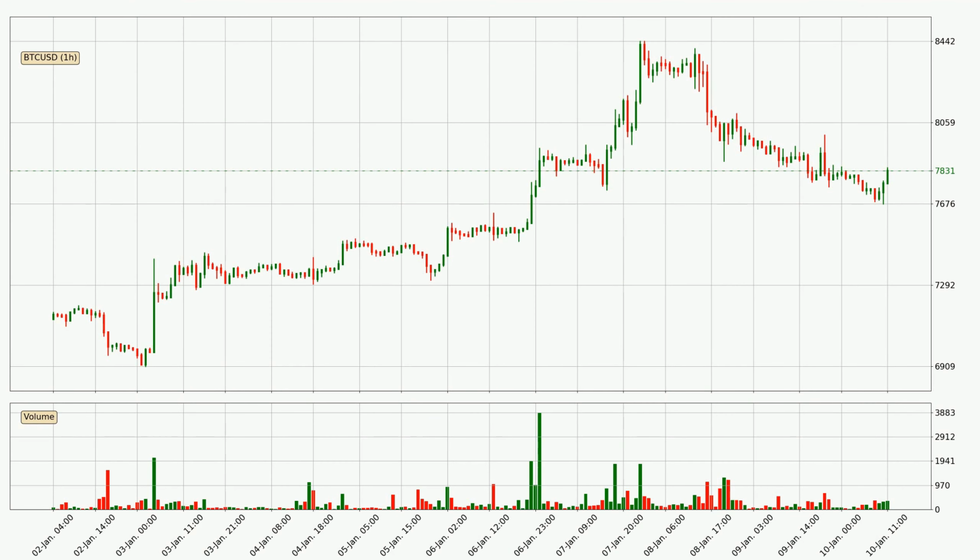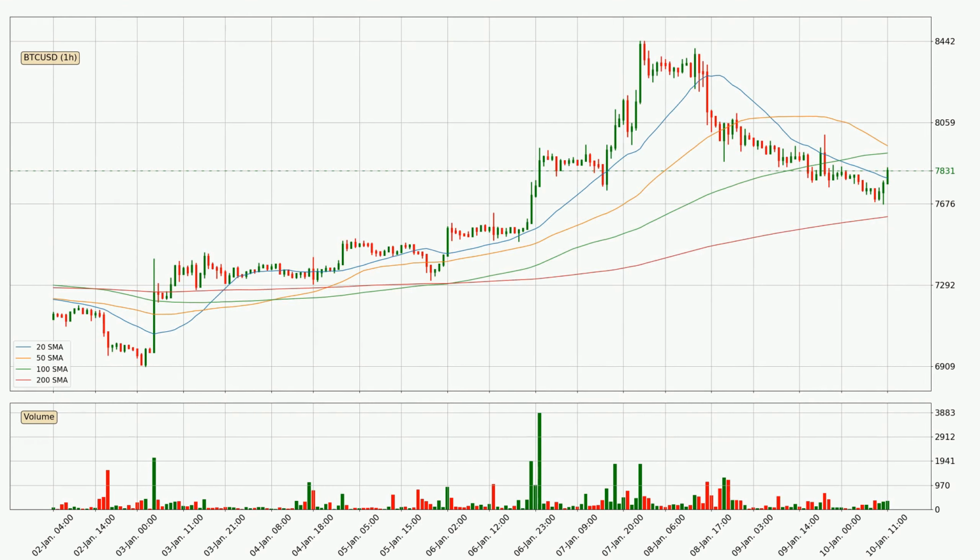By taking a closer look at the hourly time frame for Bitcoin, the price went down only slightly, by about 0.8% in the last 24 hours, and has a current price of $7,831.